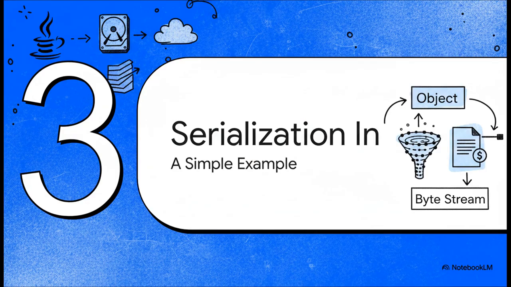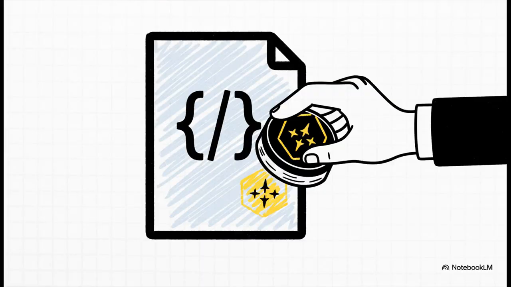Okay, theory is great, but seeing it in code is what makes it all click. And what's really interesting isn't just how to do it, but how to do it smartly. All right, let's get into the code. First, you have to stamp your class by saying implements Serializable. Now, this is what's called a marker interface. That means there are no methods to implement. You're just giving Java a permission slip to freeze-dry objects of this type.